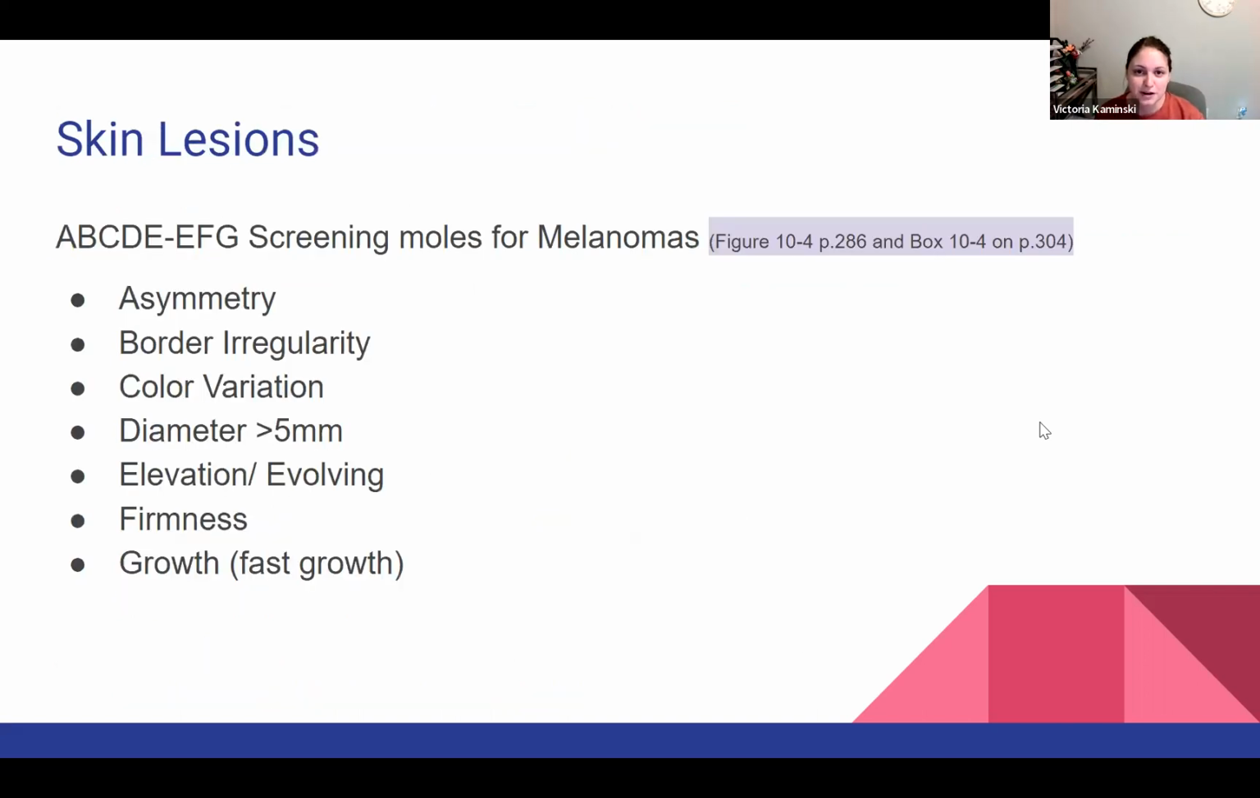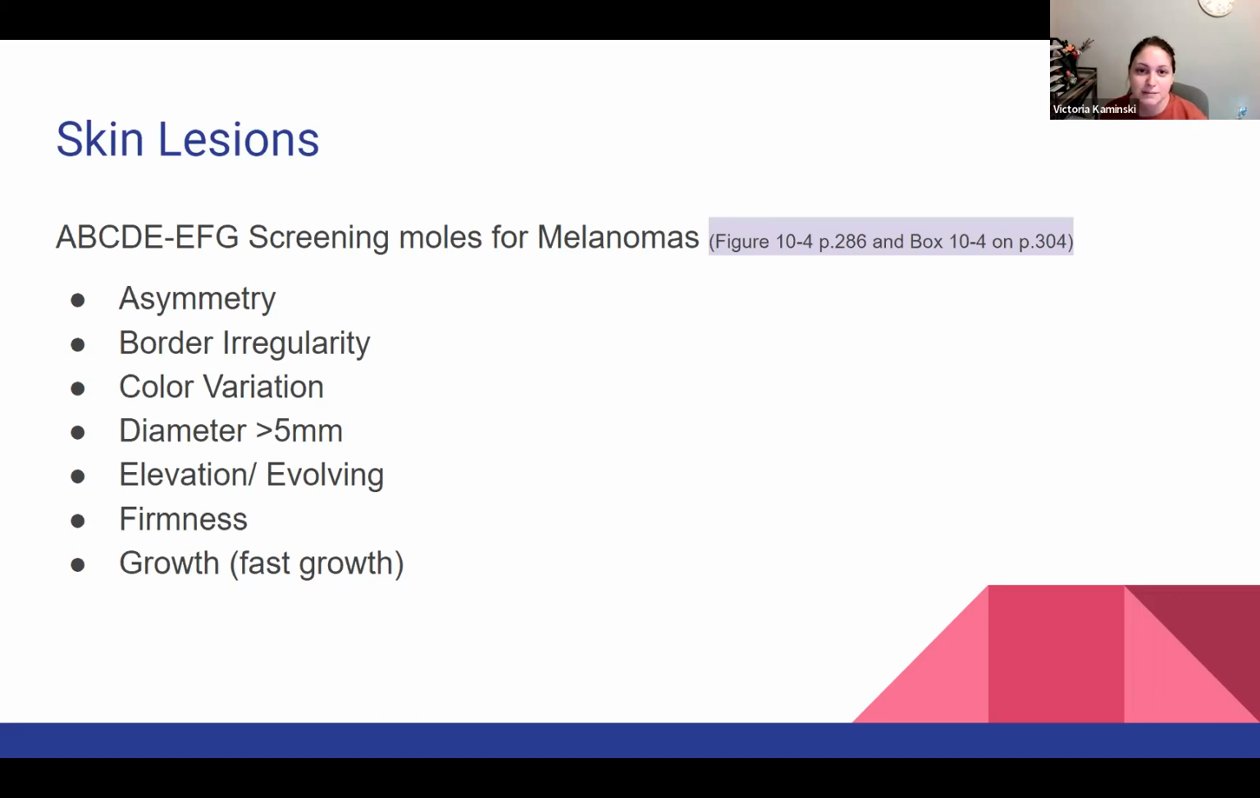So first, we're going to talk a little bit about skin, and it's going to be very brief with some direction on where to look in your book for this. So when it comes to skin lesions, you need to know those A, B, C, D, E's. And there's actually a little elaboration on that as well. So you can see this A, B, C, D, E, F, G, and that's what's listed in your book on figure 10.4 and box 10.4, and those page numbers are listed for you.